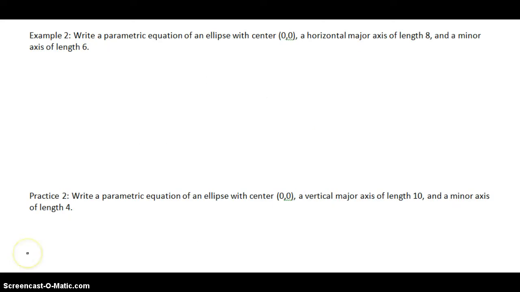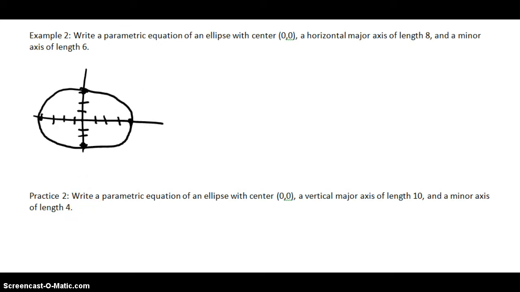So this one's a similar type of problem, except now we're writing the equation of an ellipse. So the center is (0, 0), the major axis is horizontal, 8 units long, and the minor axis is vertical, 6 units long. So let's make a sketch of that. To write this parametric equation, we're going to use what we used the other day, the idea that cosine squared t plus sine squared t equals 1, the Pythagorean identity.